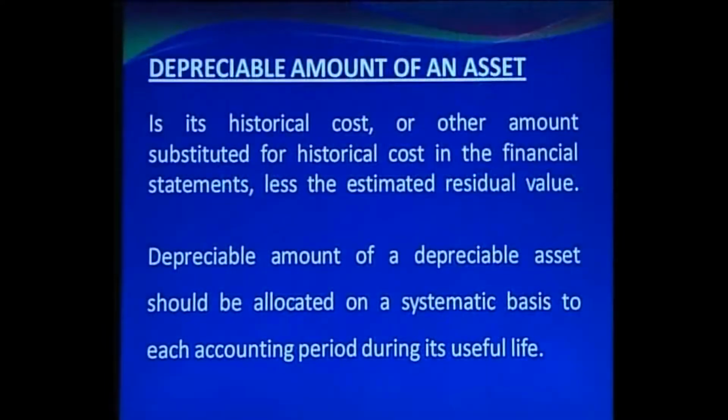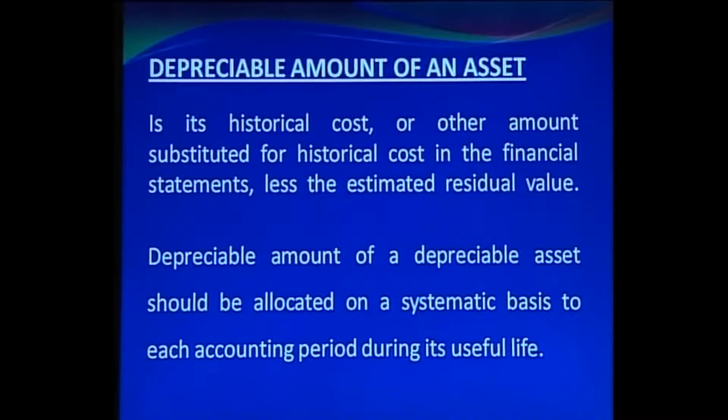Let us understand what we have to depreciate, what is the depreciable amount of these assets. Depreciable amount is that amount for which we have to do the accounting, on which the depreciation has to be charged. Now, what shall it comprise of? It is the historical cost, that is the cost at which the asset was purchased, acquired. It is defined as: depreciable amount of an asset is its historical cost, or other amount substituted for historical cost in the financial statements, less estimated residual value. In simple or layman language, we can say historical cost minus the residual value is the depreciable amount of the asset.